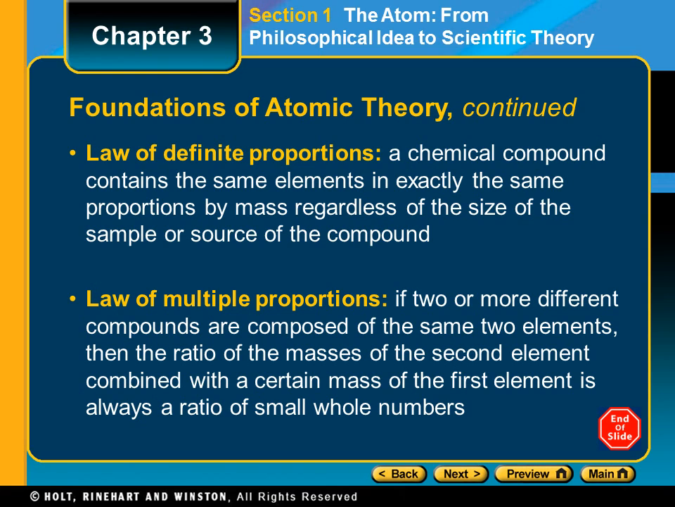When we go to the law of multiple proportions, what we're saying is, if two or more different compounds are composed of the same two elements, then the ratio of the masses of the second element combined with a certain mass of the first element is always a ratio of small whole numbers.